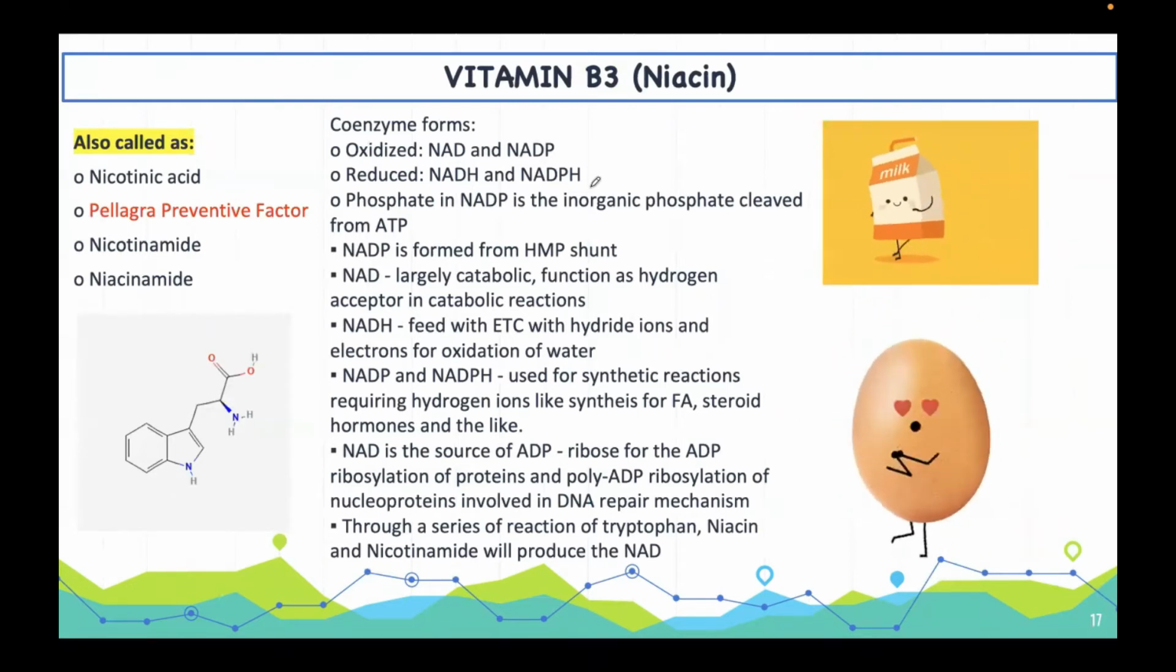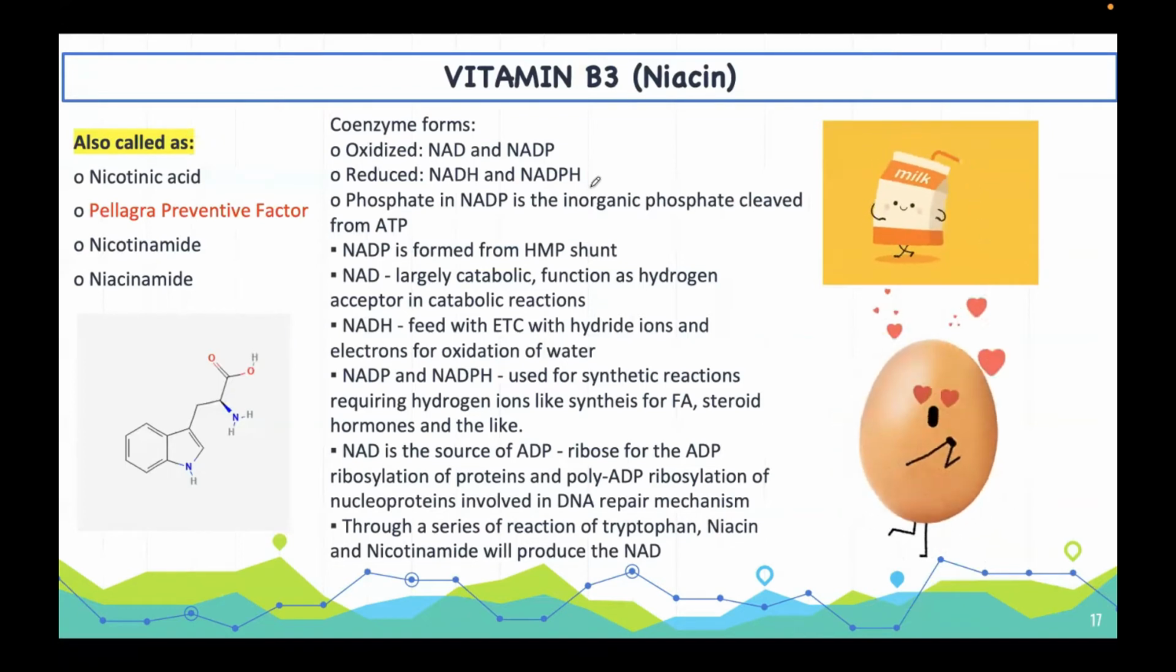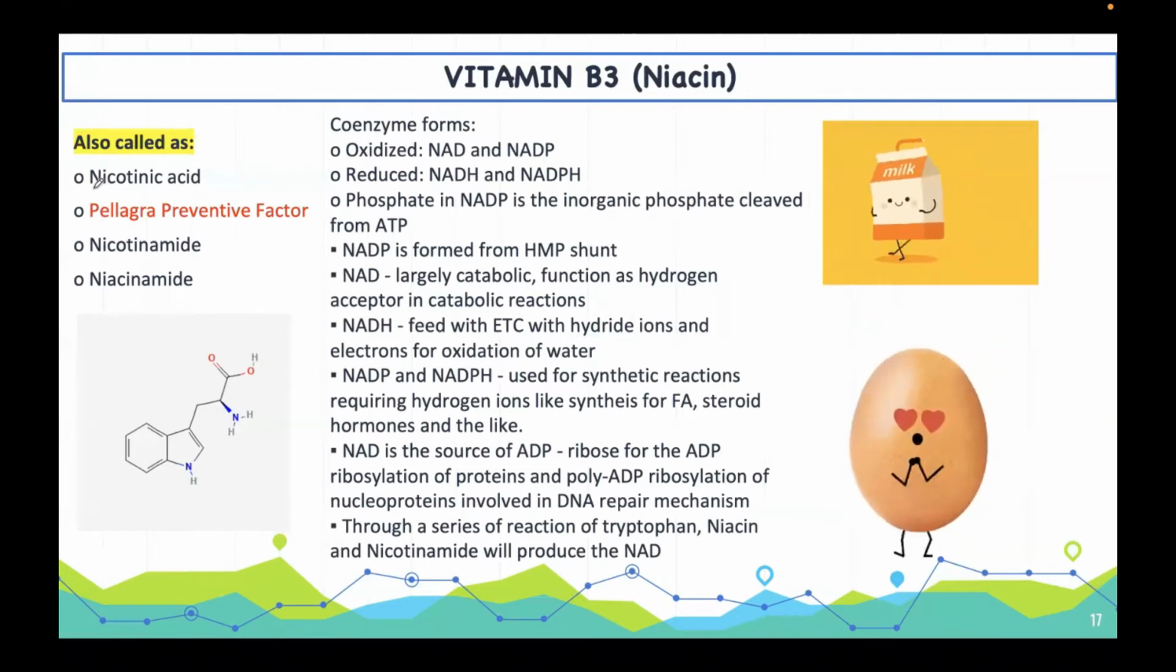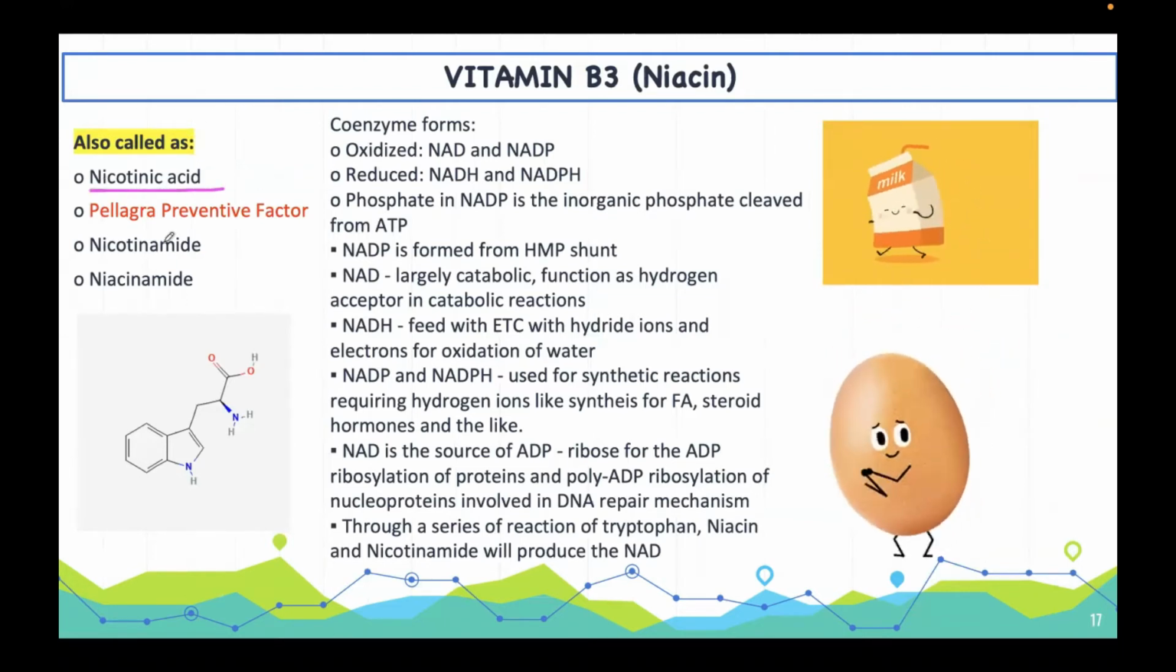Again, kailangan po dapat siya naka-incorporate sa ating mga diet kasi nga wala siyang storage form sa katawan. So dapat continuous yung pag-take natin ng mga diet natin that contains these following vitamin B complexes. Next, vitamin B3 or your niacin is also called as your nicotinic acid or yung pellagra preventive factor. Tandaan po, wag na wag pong kalilimutan kay vitamin B3 or your niacin. It is what we call your pellagra preventive factor.